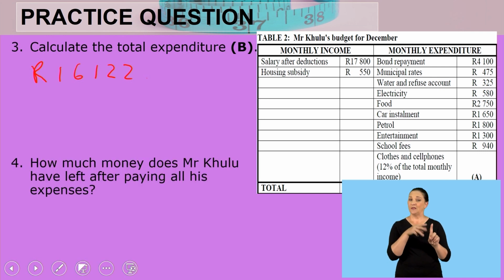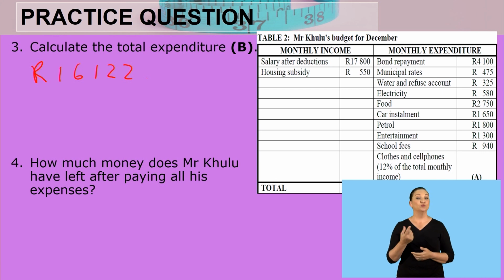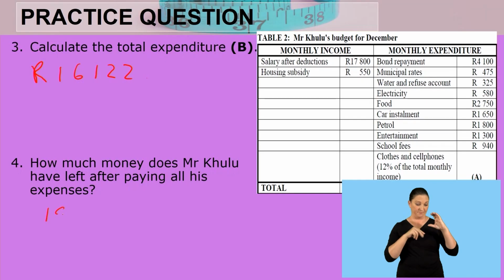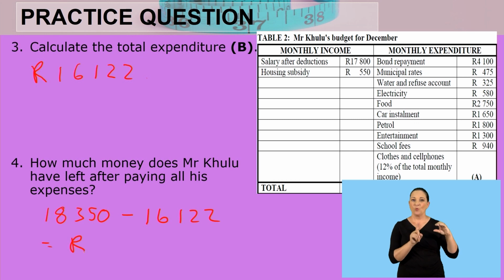How much money does Mr. Kulu have left after paying all his expenses? What they want from us there, he has an income. If we take away the expenses, that should tell us the amount he has left. So let's take the income, which is 18,350 Rand, and let's take away the total of B, which is 16,122, and that gives me 2,228 Rand. Perfect. Let's continue.